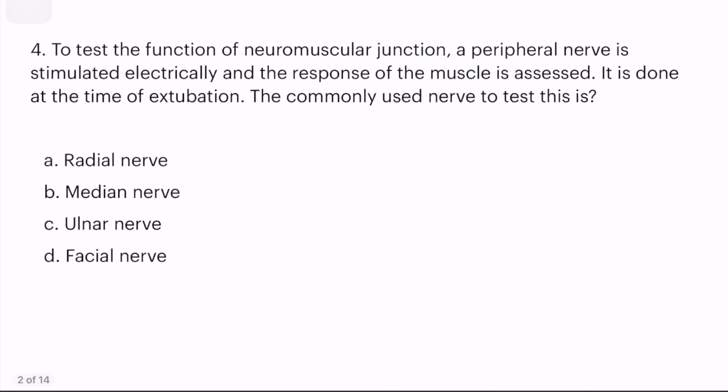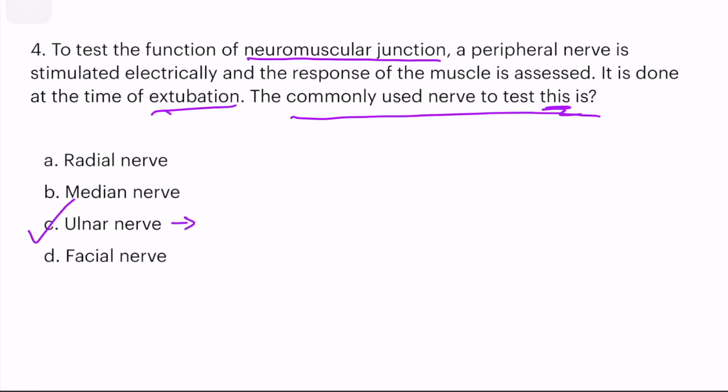Let's go to anesthesia now. So here they've asked about the commonly used nerve to test this. So what test are they talking about? Test the function of neuromuscular junction. A peripheral nerve is stimulated electrically and the response is assessed at the time of extubation. So which nerve are we using? The answer will be ulnar nerve, and the muscle most commonly used is adductor pollicis.